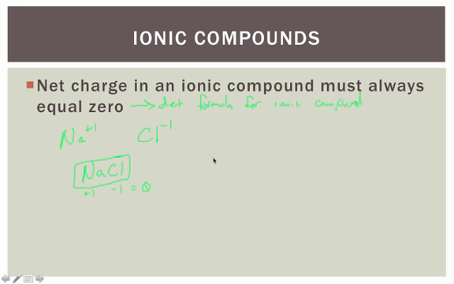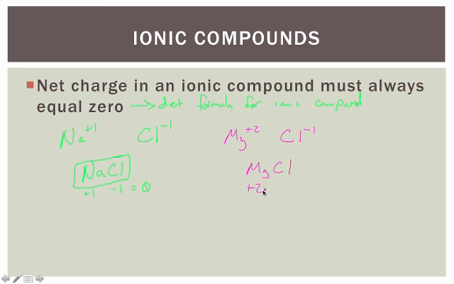Let's try another example, something a little bit more complicated. Let's try magnesium, which has a charge of +2, and chlorine, again, which has a charge of -1. When I combine the two of these together, we get Mg and Cl. The question is, is this the correct formula?